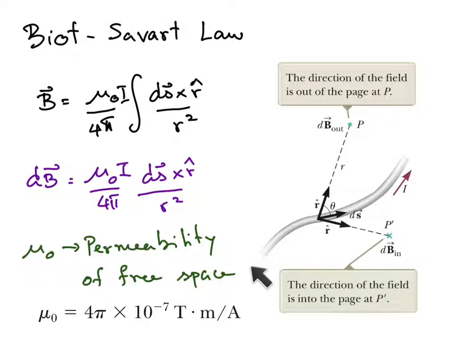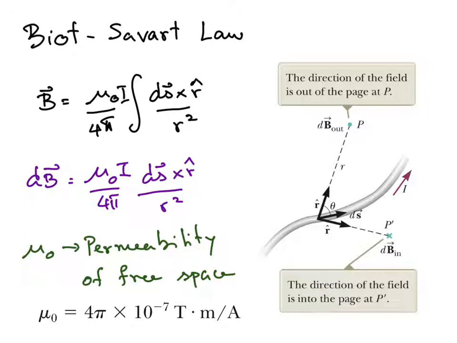That is, if we have a wire with electric current I passing through, and we want to calculate the magnetic field at point P here, the magnetic field at point P will be equal to mu0 I over 4 pi times the integral of ds cross the unit vector r over r square.